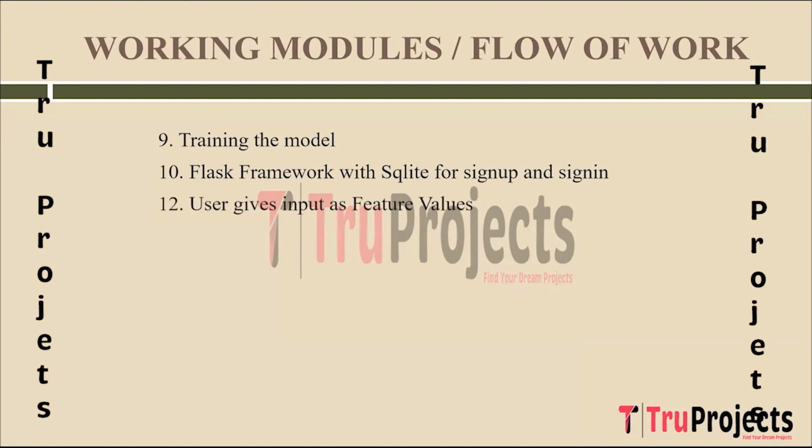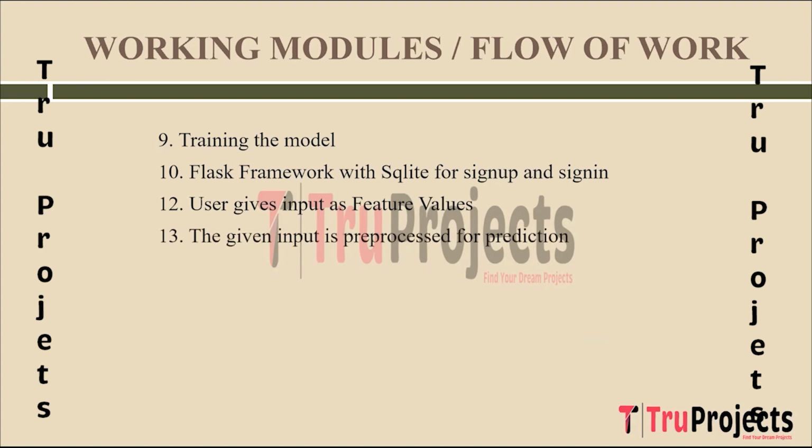User gives input as feature values. In this phase, users provide input relevant to the network traffic features. This input includes various parameters or characteristics related to the network traffic that the system requires for prediction.